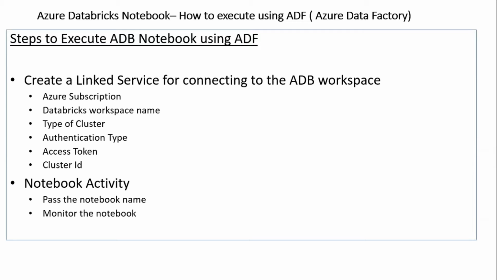We will need a linked service to connect the Databricks workspace and a notebook activity to pass the exact location of the notebook in the workspace. To create a linked service, we'll need the Azure subscription, Databricks workspace name, type of cluster, authentication type, access token, and cluster ID. For the notebook activity, we'll need the notebook path, and we'll also walk through the way to monitor the notebook progress using Data Factory. Let's go to the demo.